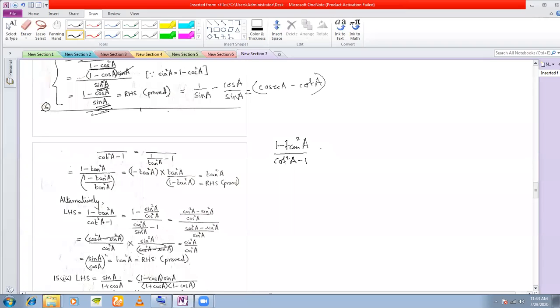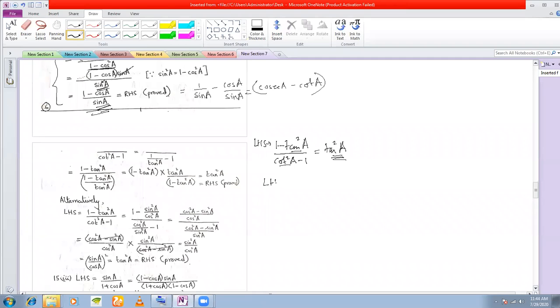You need to prove that this is equal to tan square A. Now, always keep an eye on what you need to prove. On the left hand side you have a tan and a cot, and on the right hand side you have a tan, which means that even if I don't change tan to sine by cos, still it will work because I have a tan on the right hand side.